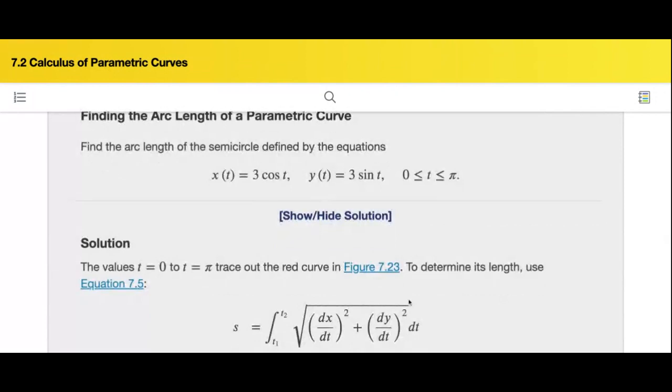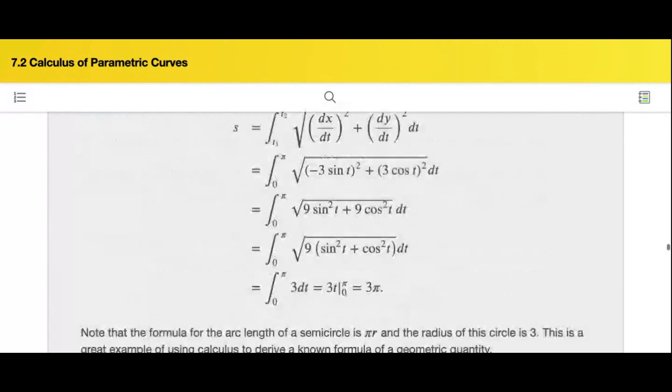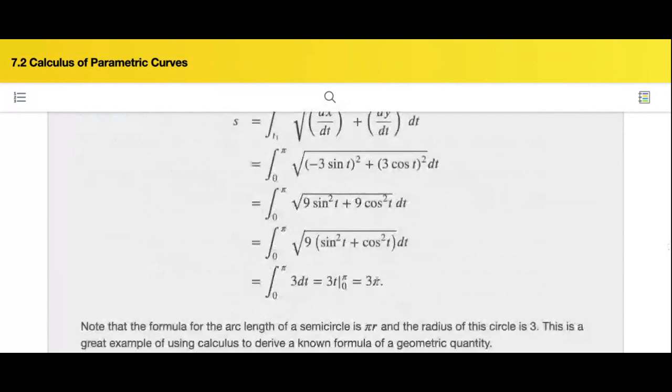So that's from algebra. But from here, we also find for half of the curve from 0 to pi, the length of the curve is 3 pi. Right? So this is just a fancy way to find the circumference of a semicircle with radius of 3.